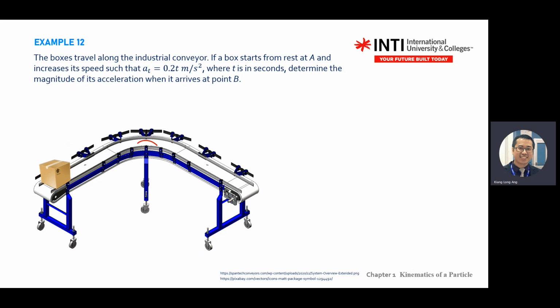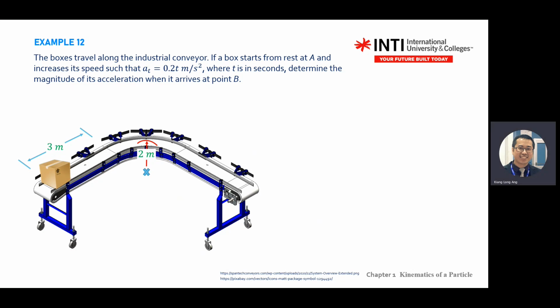This has a curve. So along the conveyor, the box starts at rest, again it gives you the initial velocity at A, and increases speed at AT equal to 0.2 t. Determine the magnitude of acceleration when you arrive at B. Okay, so you're given all this information. Here, the straight line to here is 3 meters. There's a curvature of 2 meters. A radius here. So you know when the radius is given, you can save the radius equation already.